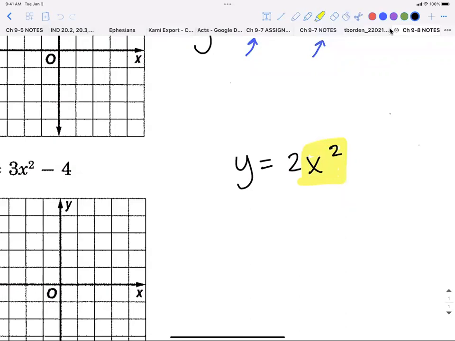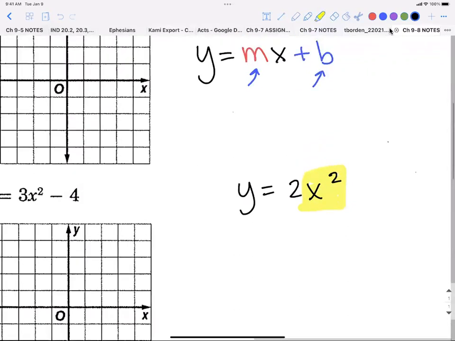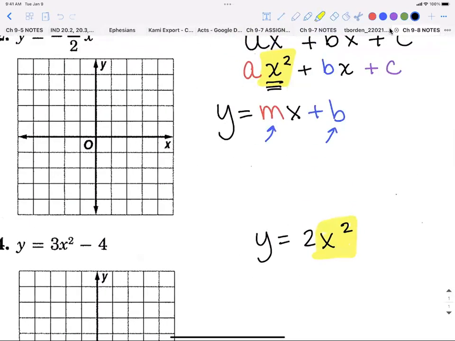So if I were to ask you here, what's my A value, Lakin? Nope, not the x. What's my A value? It's always the, whoops. No, it's the number. Yeah, my A value is a 2. What's my B value here? Cam, what's my C value here? Riley? Yeah. So they're there, but they're not there because they're zeros.